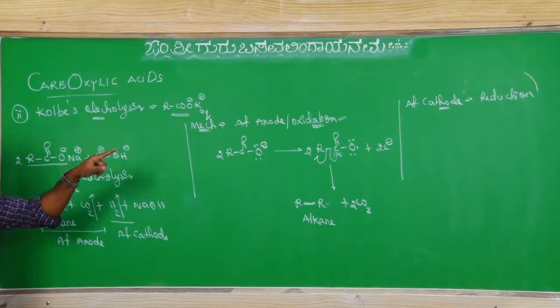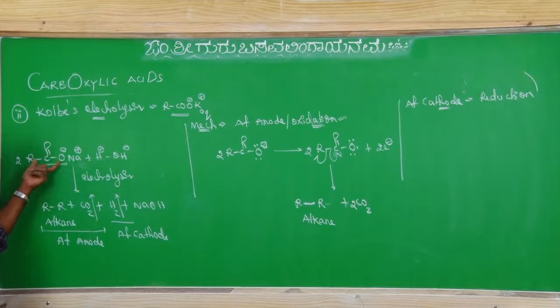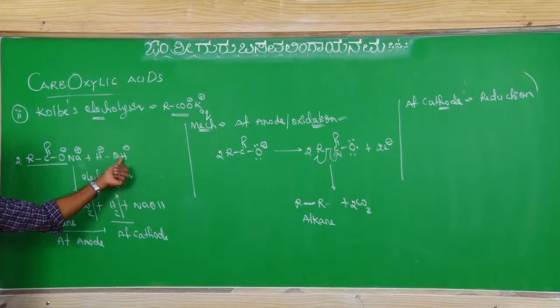When it undergoes oxidation, you need to see the oxidation potential. The oxidation potential of the carboxylate ion is more than OH minus. So that's why this carboxylate ion will undergo oxidation instead of OH minus.